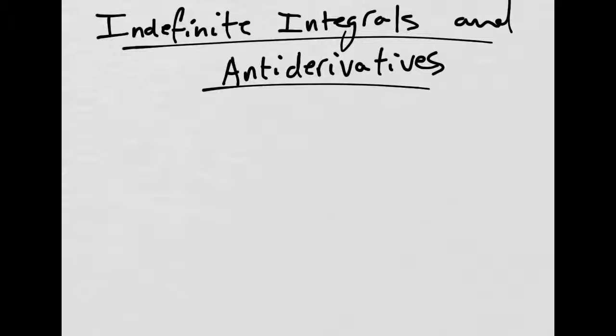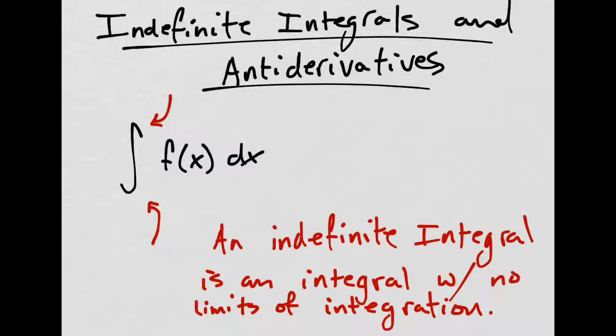Today we're going to take the first steps in figuring out how to, without using graphs, evaluate integrals, and that's starting with indefinite integrals. So let's define what that is. An indefinite integral is just the integral of some function with respect to some variable, but you don't have any limits of integration, so there's just nothing there, here and here. That's all that means, and indefinite integrals and antiderivatives are connected.